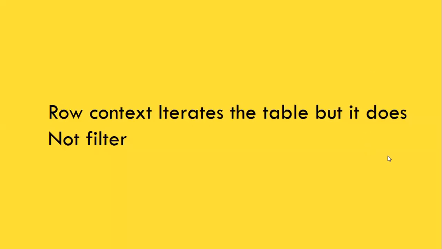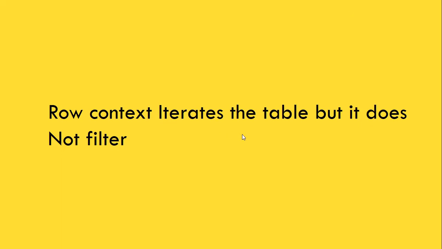So we discussed the row context and filter context. The row context iterates the table one row at a time, right? Each and every row it iterates, but it does not filter. You need to remember this point. Row context does not do the filtering.